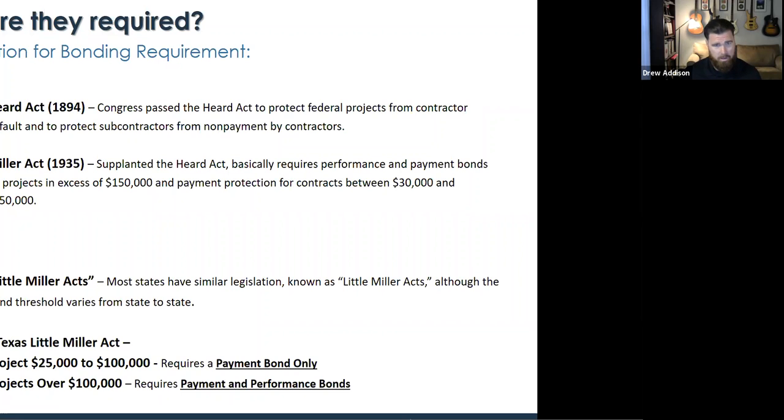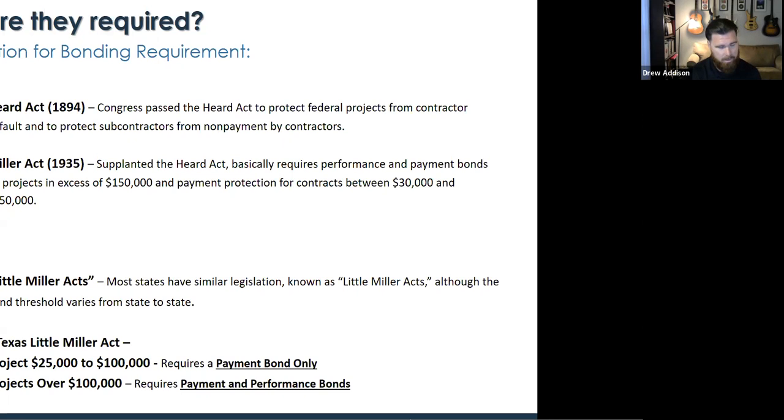So basically, when you're approaching federal work, any contract that's over $30,000, you're going to have to have some sort of surety guarantee to protect that. From $30,000 to $150,000, payment bond only. Anything over $150,000 is going to require payment and performance bonds.